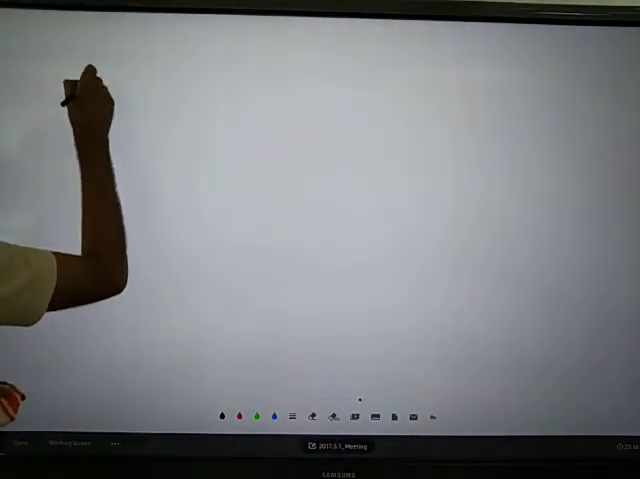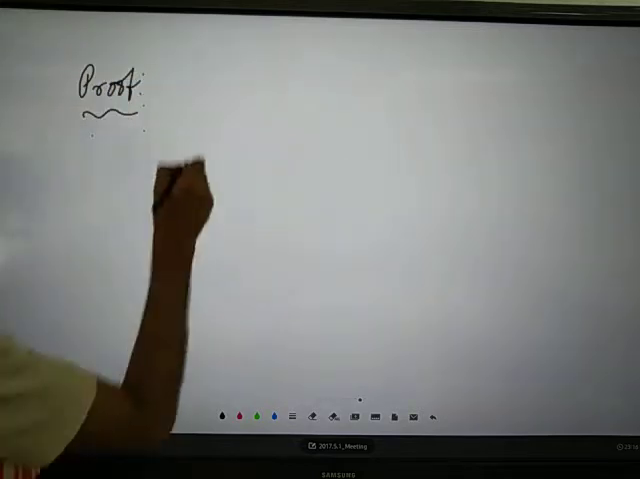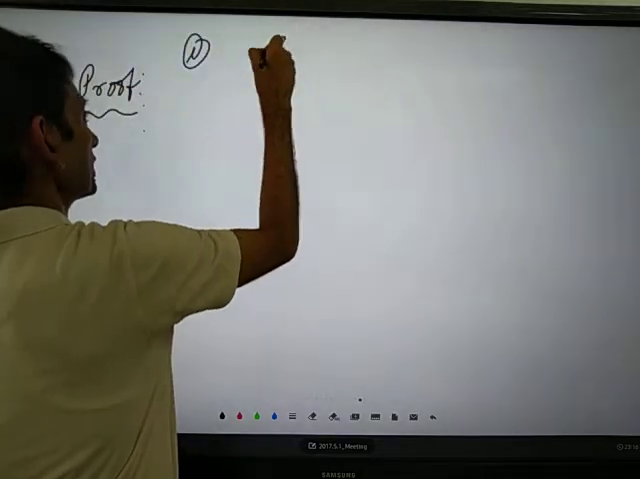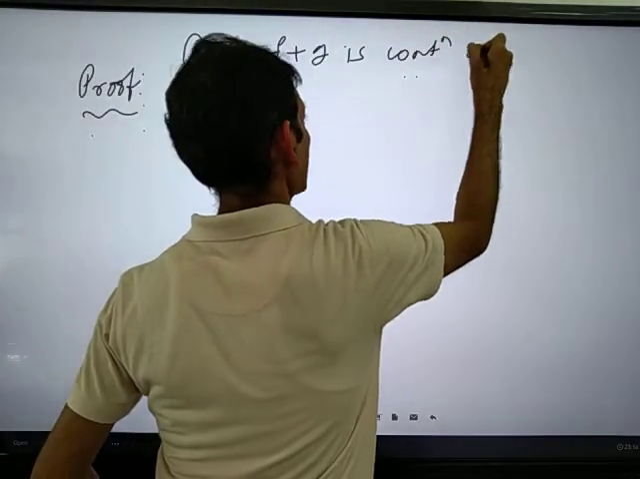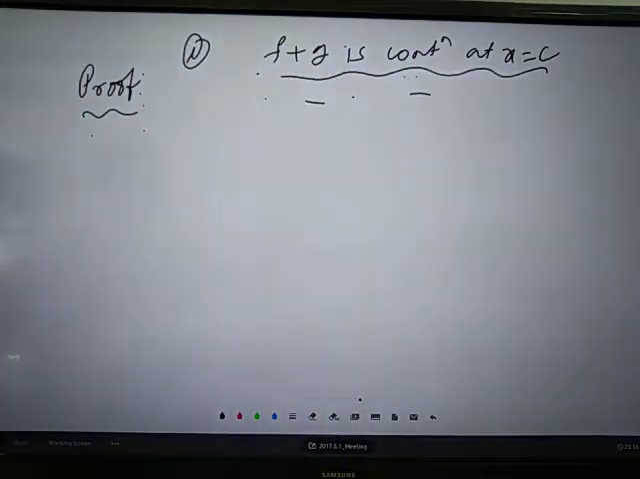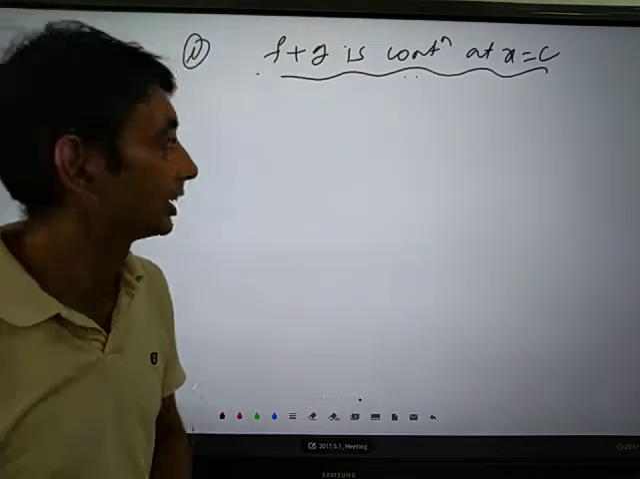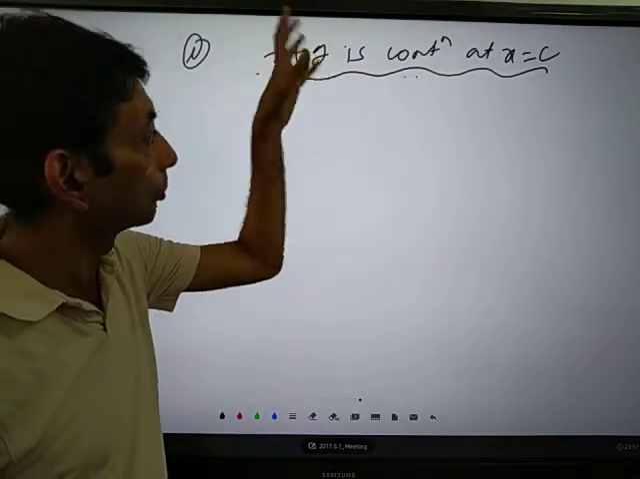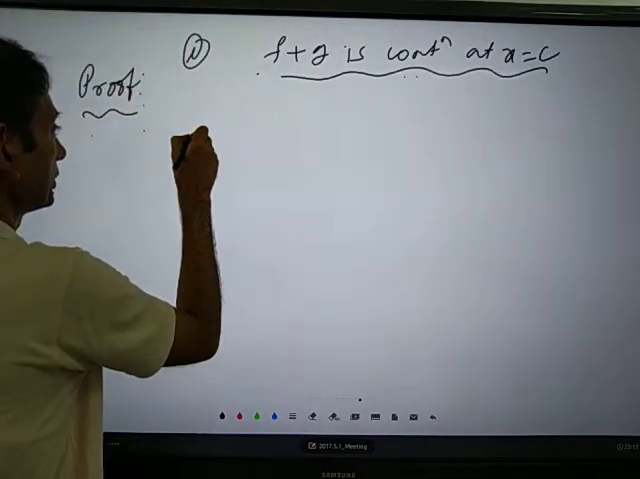A proof. What are we going to prove? We're going to prove that f plus g is continuous at x equal to c. We have to prove this: f plus g is continuous at c. What is given in this theorem? It's given that f and g are both separately continuous at x equal to c. So let's start with this.